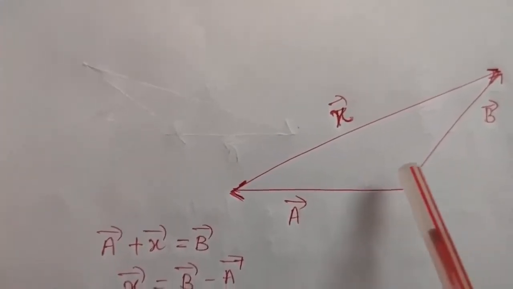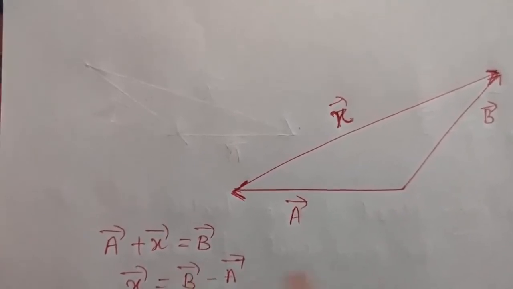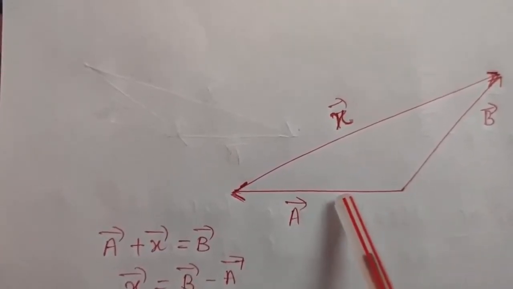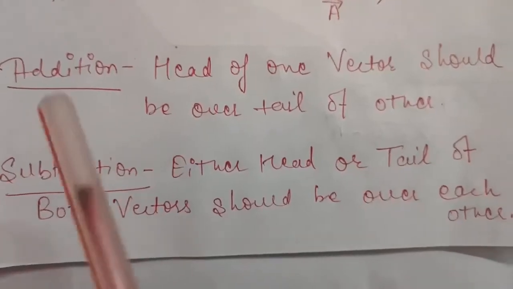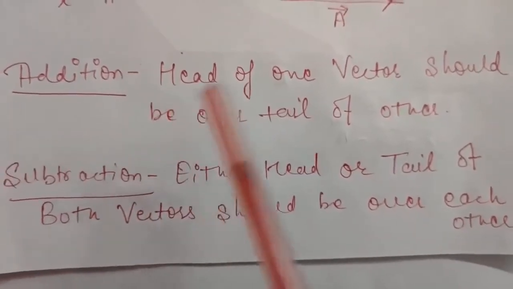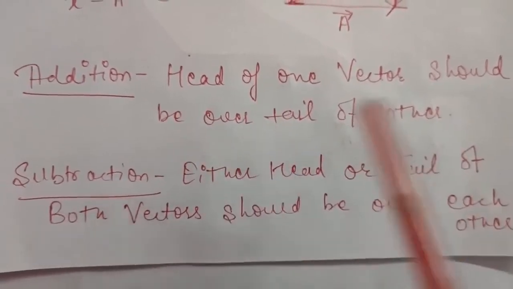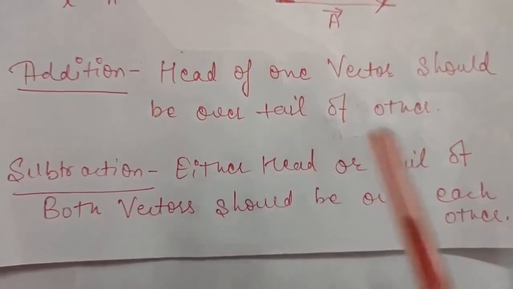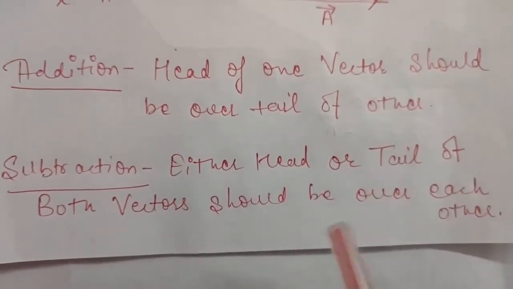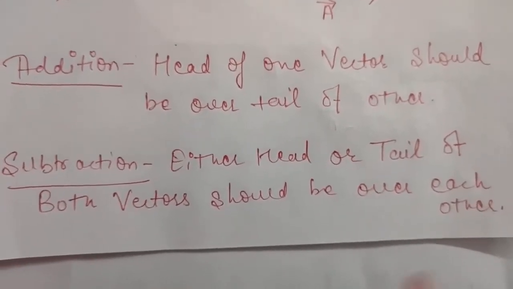And now if you see clearly here, to get the subtraction, we have put the tail of vector A over the tail of vector B. So we can say, to get the addition of two vectors, the head of one vector should be over the tail of the other, and to get the subtraction of two vectors, either the heads or the tails of both the vectors should be over each other.